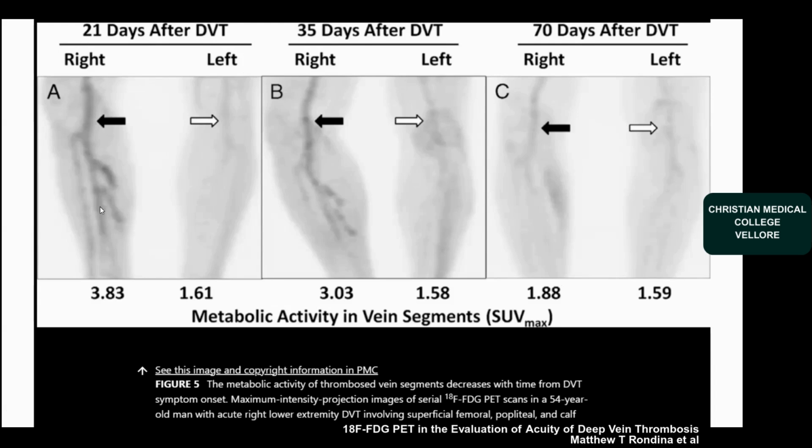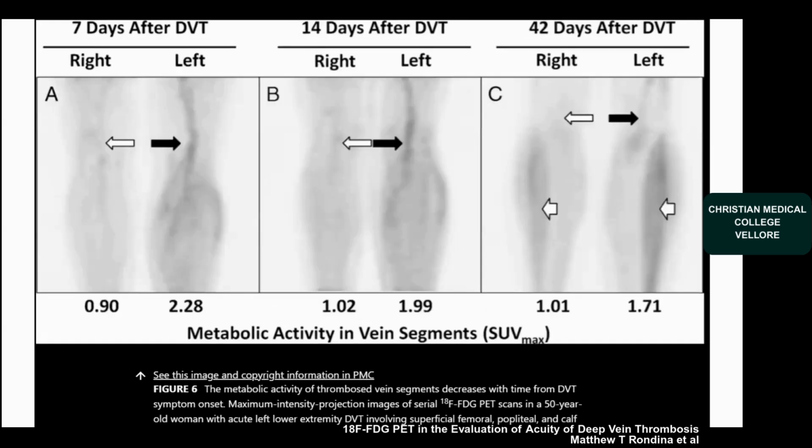So this is a patient after he had DVT. After 21 days, the SUV was 3.83. At 55 days, it was 3.03. And at 70 days, it was 1.88. So as the age of the thrombus increases, the activity decreases, but we do not have a specific cutoff established yet.